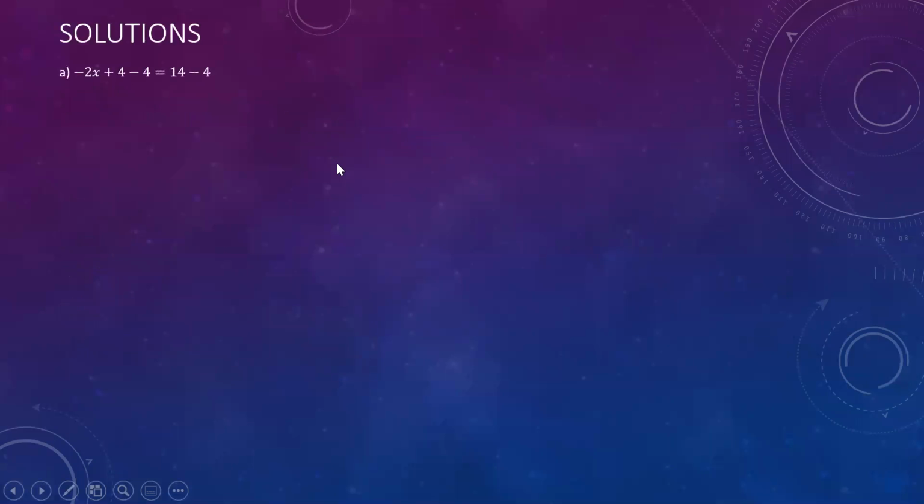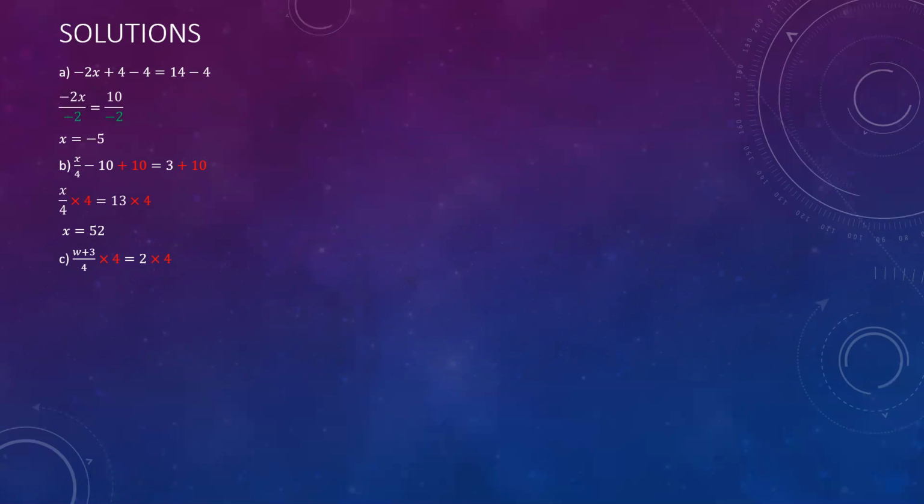Okay, so now we have our second equation here. So we were initially given, so I'm just going to write out the original question. This is for C. So it is w plus 3 over 4 is equal to 2. So first step is I want to get rid of the multiplication here. Sorry, I want to eliminate the division by 4 there.